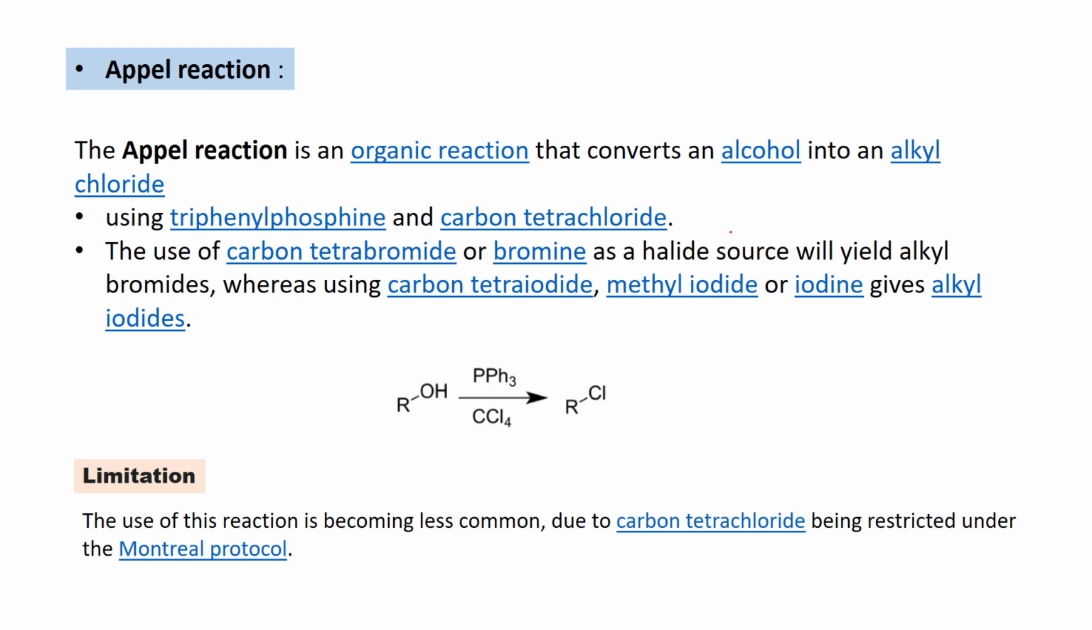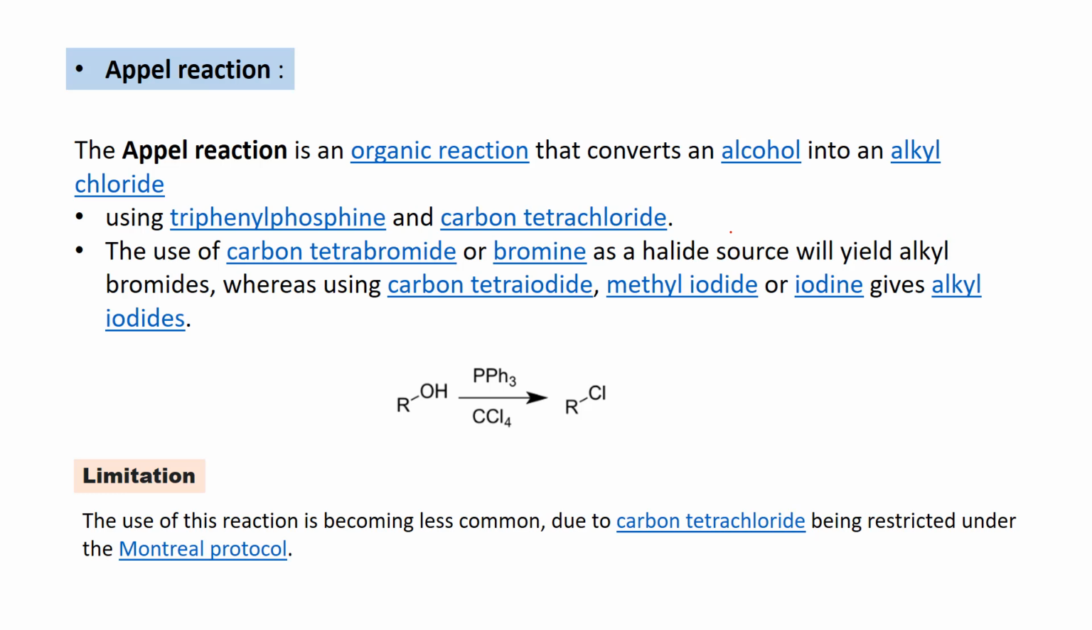So next, first is the Appel reaction. So what is the Appel reaction? The Appel reaction is an organic reaction that converts an alcohol into an alkyl chloride. So what are they saying? If you have an alcohol, then we have to substitute that alcohol with a halogen like chloride. Then we can perform this Appel reaction.